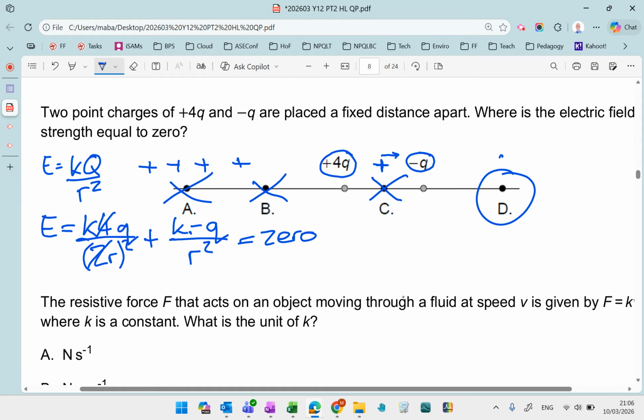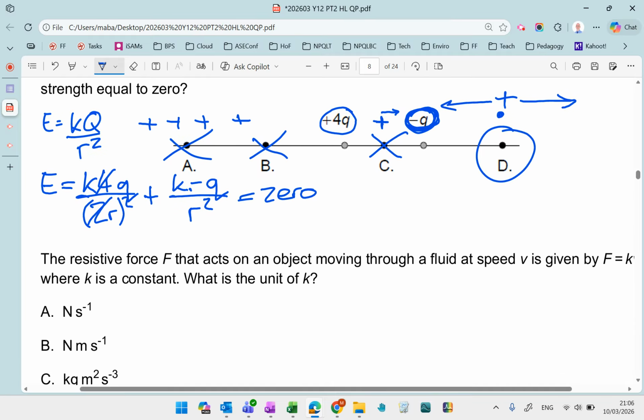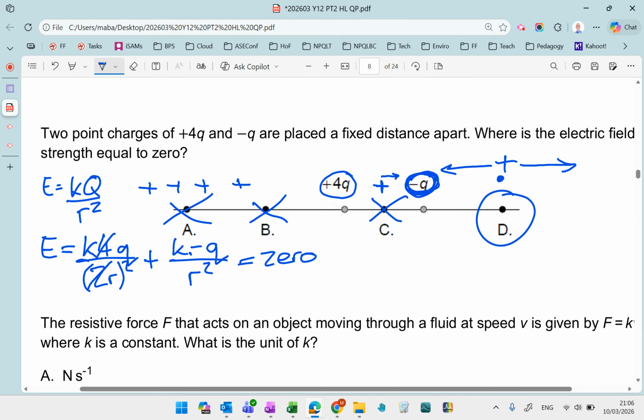Okay, and then if you think about D, our test charge is getting attracted to this minus Q here, but it's getting repelled by the 4Q. But because the 4Q is further away, then it turns out that the forces of attraction and repulsion are exactly balanced out with each other, okay? So you didn't need to do it algebraically, you could just look at it and think it through.